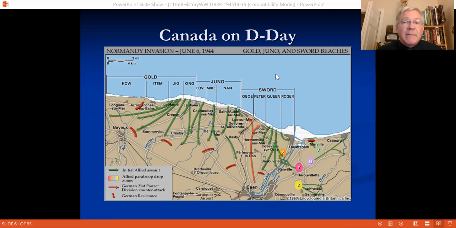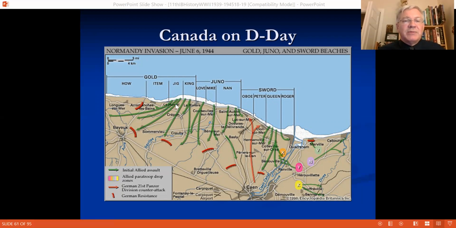The United States beaches were Utah and Omaha, and the British and Canadian beaches were Gold, Juno, and Sword. They each landed against heavy German fortifications, and all of the beaches were successful ultimately, even at a high cost of lives.